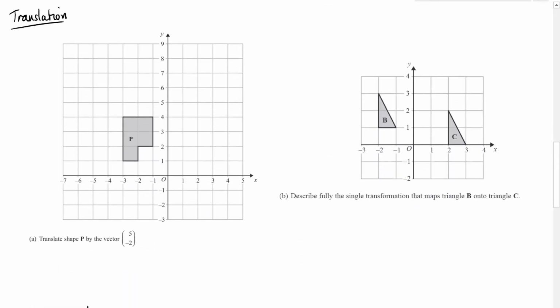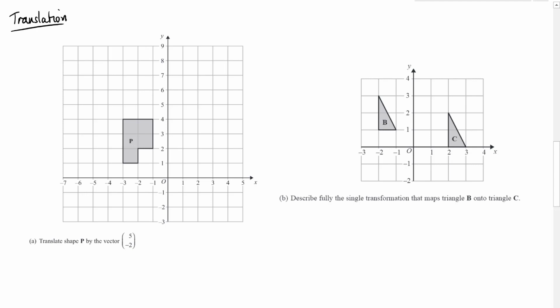Okay, so now let's have a look at translation. So in translation, we're just looking to move the thing. So this first one is we're translating shape P by the vector (5, -2). If you remember these column vectors, we said the column vectors had this form where the x translation was on the top and the y was on the bottom.